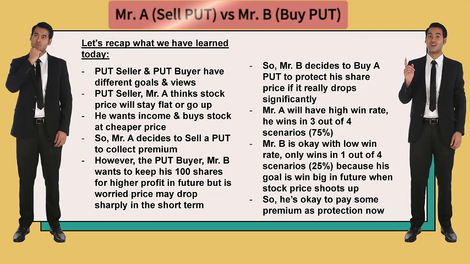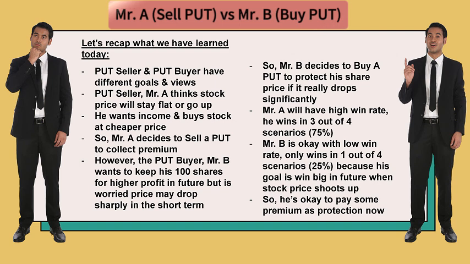Let's recap what we have learned today. Put seller and put buyer have different goals and views. Put seller, Mr. A thinks stock price will stay flat or go up. He wants income and buys stock at cheaper price. So, Mr. A decides to sell a put to collect premium.